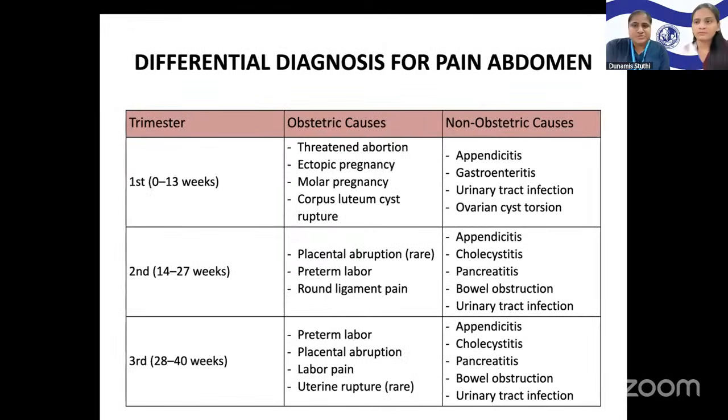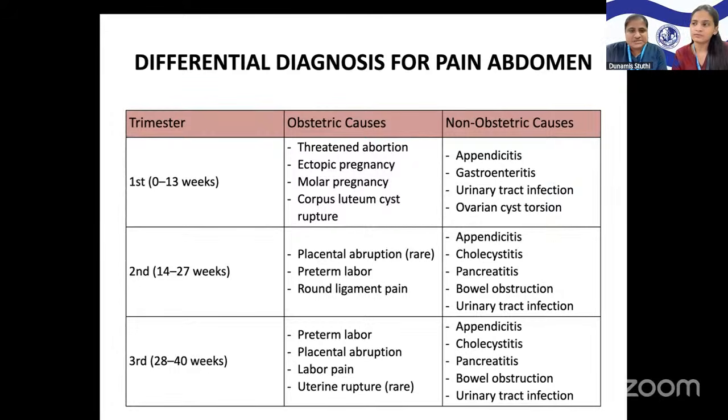Obstetric and non-obstetric causes, ma'am. Abdominal pain in pregnancy can be divided trimester-wise. In the first trimester, the obstetric causes are threatened abortion, ectopic pregnancy, molar pregnancy, and corpus luteum cyst rupture. The non-obstetric causes are appendicitis, gastroenteritis, urinary tract infection, and ovarian cyst torsion.